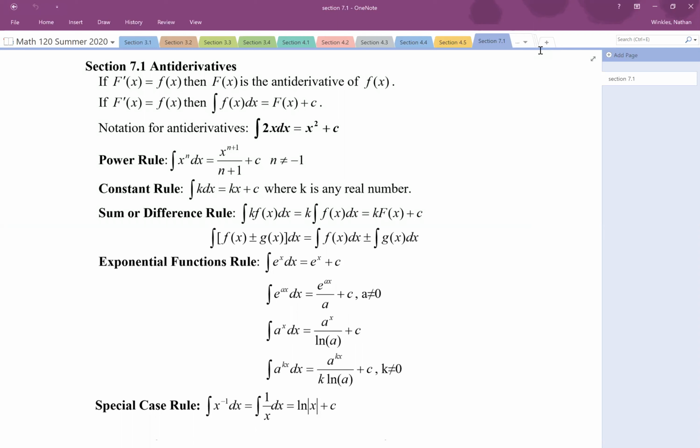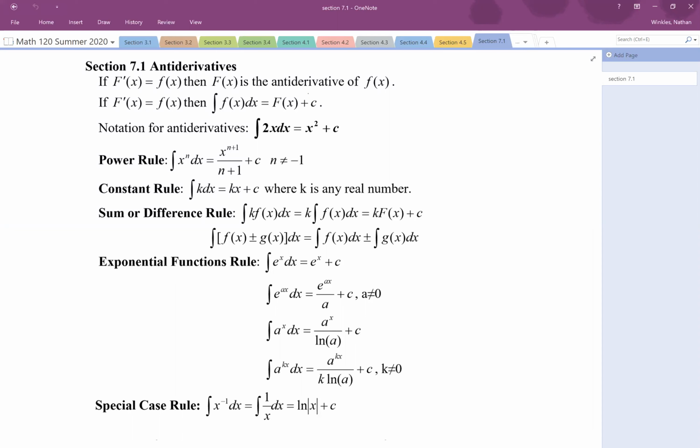So if capital F prime of x is equal to little f of x, then if we integrate, that's what that elongated s means, integrate little f of x dx, then that's going to give us capital F of x plus c. We have to put this plus c on here because the derivative of a constant is 0. So in order to get that constant back, we need an identifier saying there are possibly some other numbers out here. So we're just going to throw this generic c inside there.